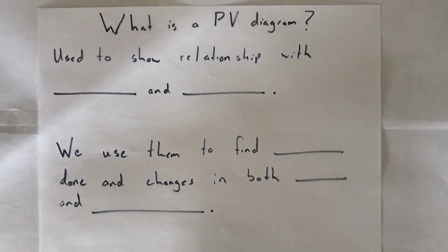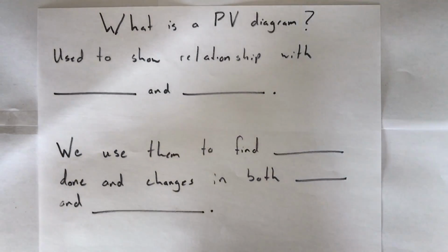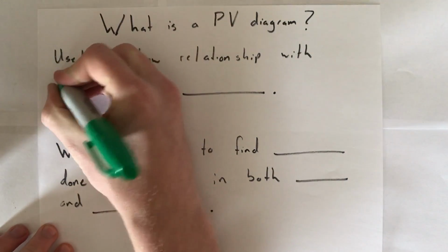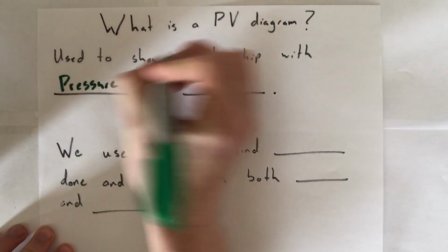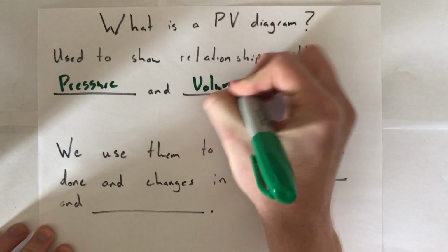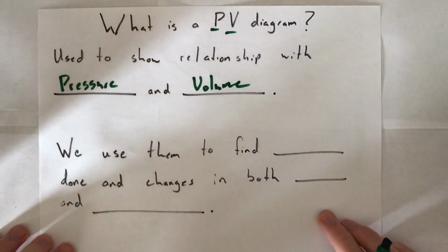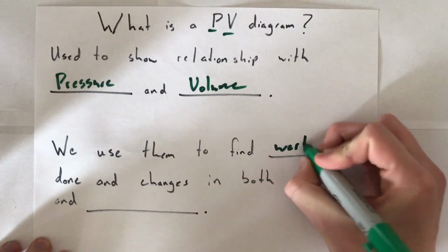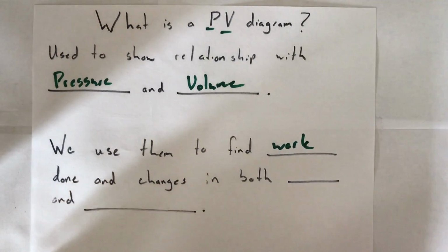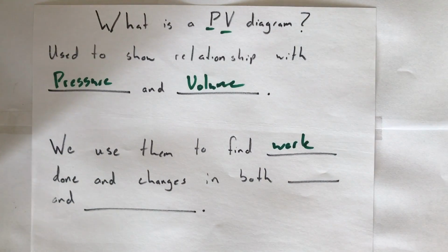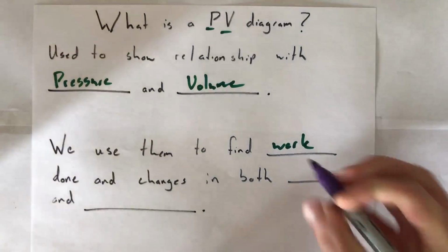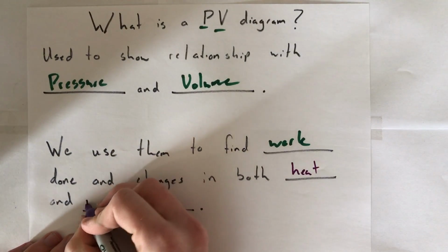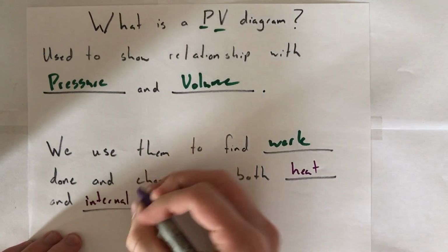Alright, so what is a PV diagram? A PV diagram is generally just used to show the relationship between pressure and volume, if you couldn't tell from P and V. And basically, we use these to find the work done by a heat process, and then we want to also find out the changes in both heat and, oftentimes, very importantly, internal energy.